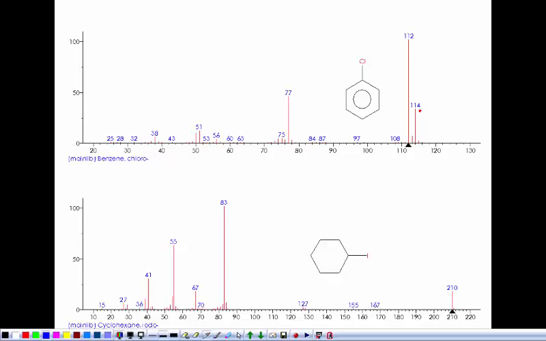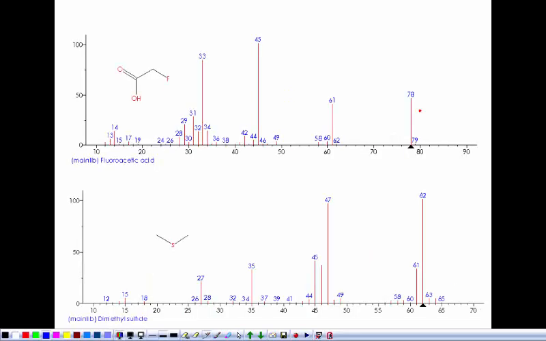You can see in the bottom spectrum that iodine doesn't have different isotopes, so it just has a single peak. Okay. And there are other ones that are important.